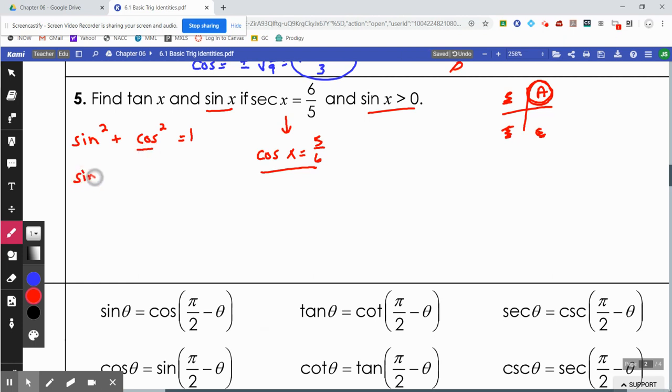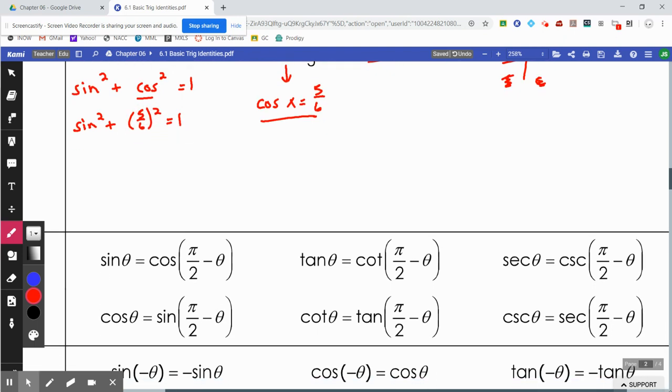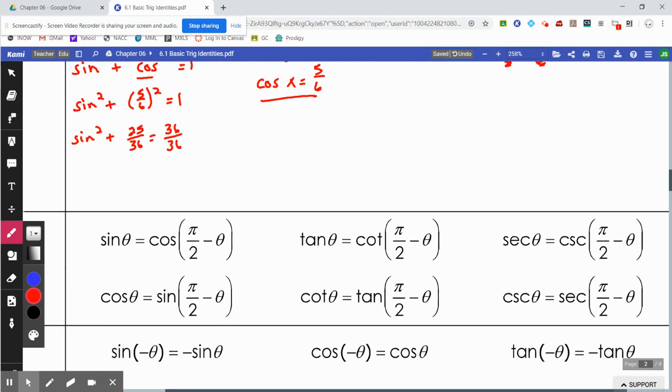So now I know sine squared plus 5/6 squared is equal to 1. That'd be sine squared plus 25 over 36 is equal to 1. I'm going to have to subtract 25 over 36. Let me find a common denominator, which would be 36. Now when I subtract, I'm given that sine squared is equal to 11 over 36.